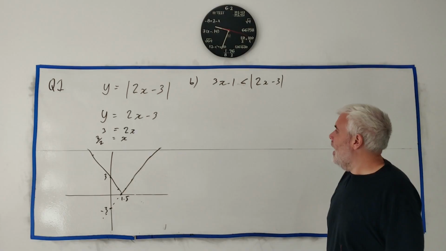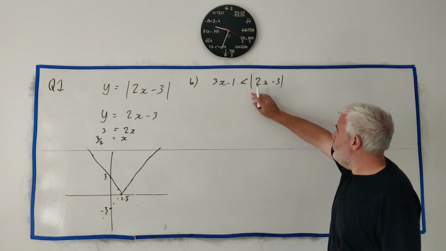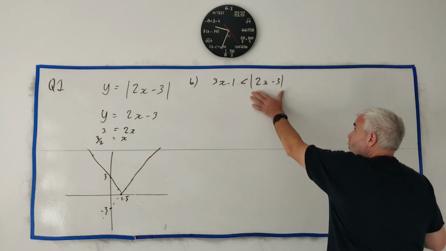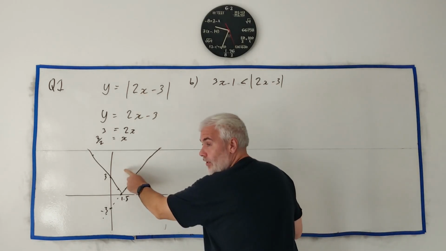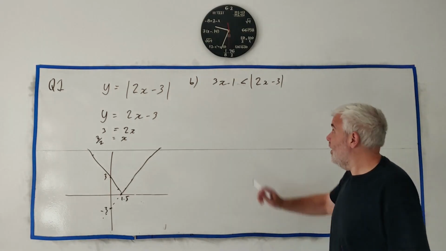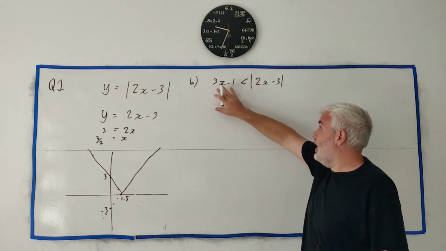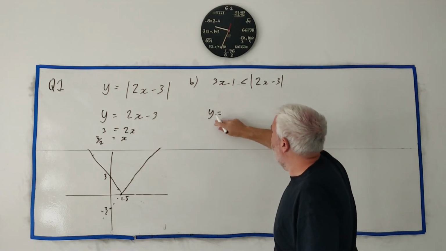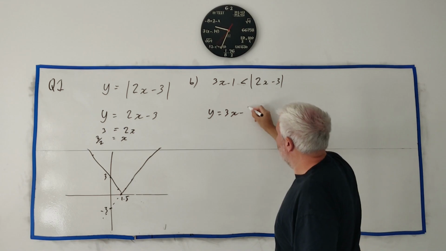So how do you do this? I'm going to treat this as a function on the left and a function on the right. The function on the right we drew here. This is the sketch of the right hand part of this inequality. Let's do a similar sketch for the left hand side. What I mean there is I want to sketch the line y is equal to 3x minus 1.